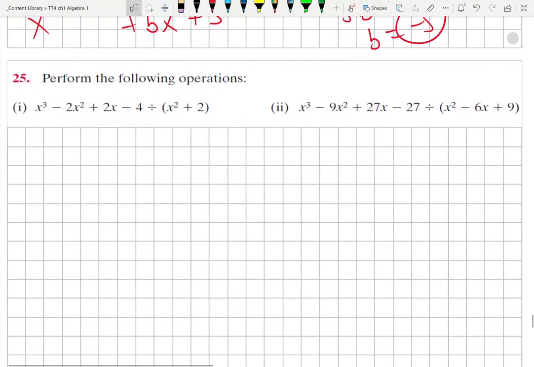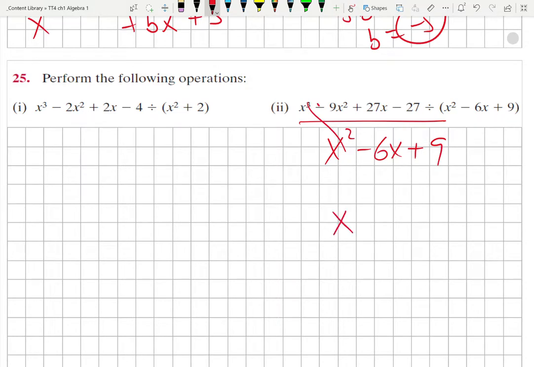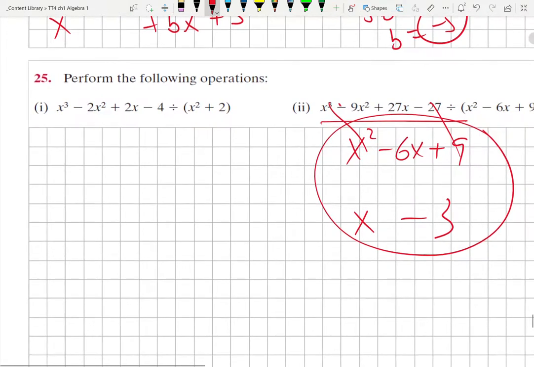Here you have a cubic over a quadratic, so you can just divide the ends and you're done. You can multiply it out if you don't trust me. Divide the ends and you're done.